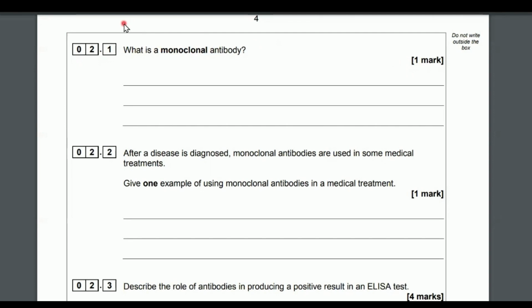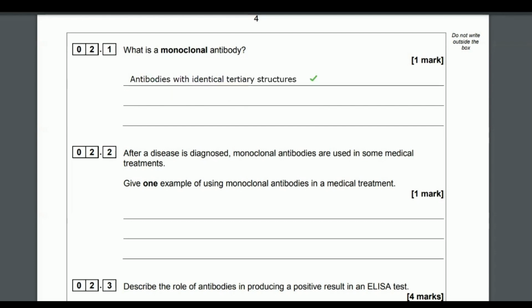2.1, what is a monoclonal antibody? That's the first part of the question. Well, these are identical antibodies. How do we say that in A-level language? What is identical about the antibody? From one antibody to another, what is it that is identical? It's the tertiary structure, the 3-dimensional shape of the antibody. So they will all bind with the exact same antigen, a bit like a lock and key theory. The antibodies are all complementary to the same antigen.